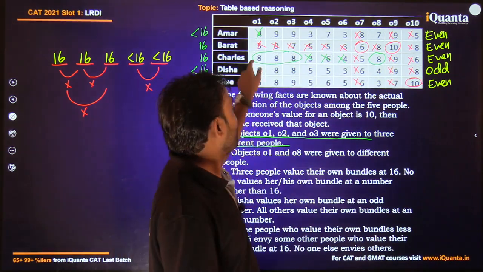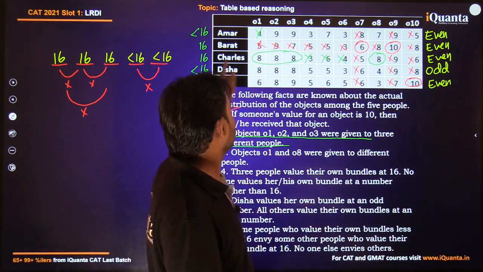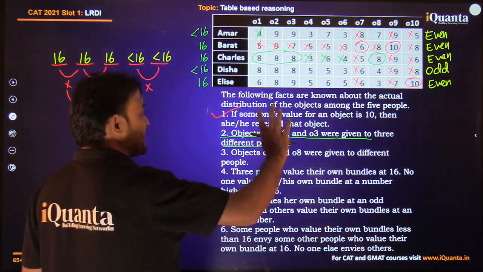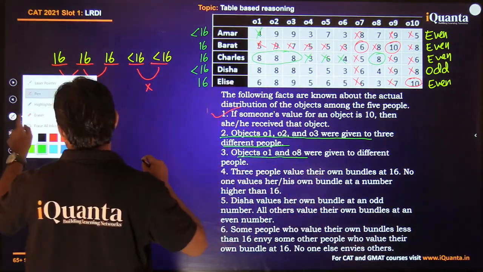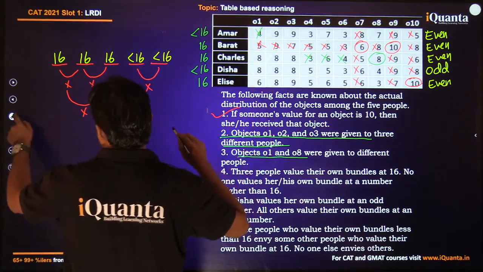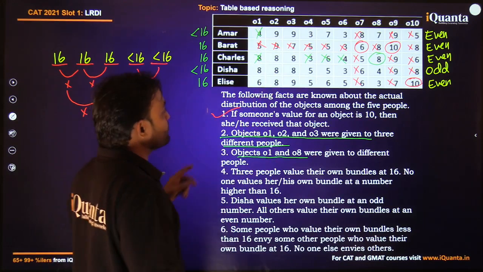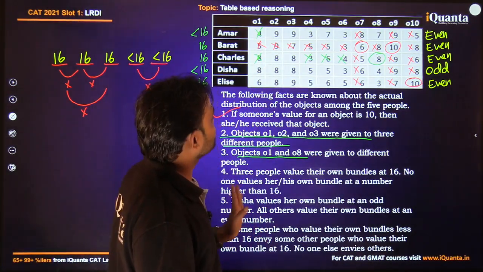Now out of objects 1, 2, 3, at most one can be chosen for Charles, so another must be object 8. If object 8 has been chosen, object 1 cannot be given to Charles, so let's cross object 1. It could be only object 2 or 3.